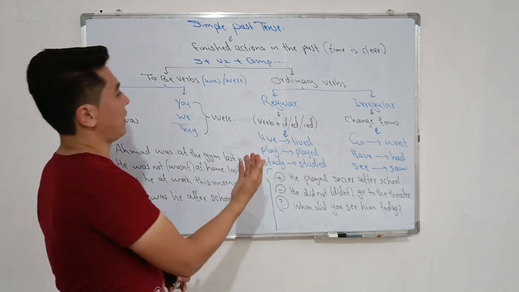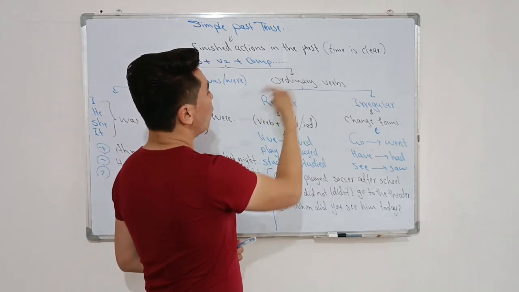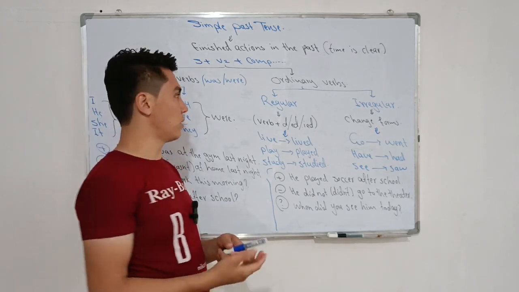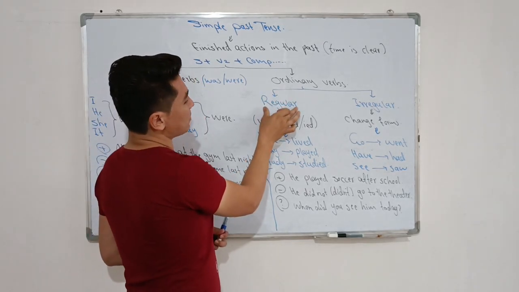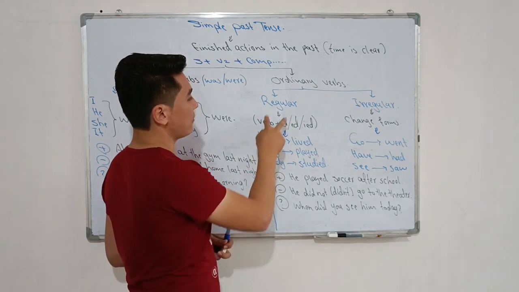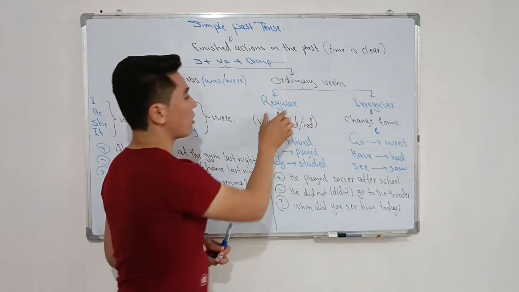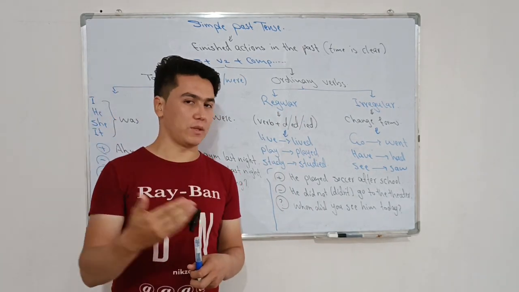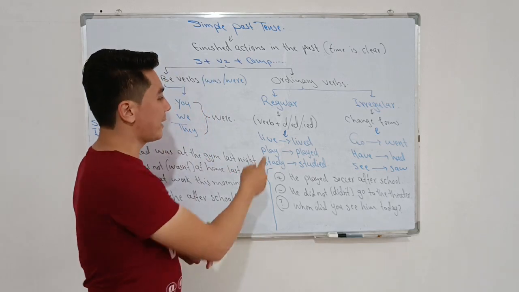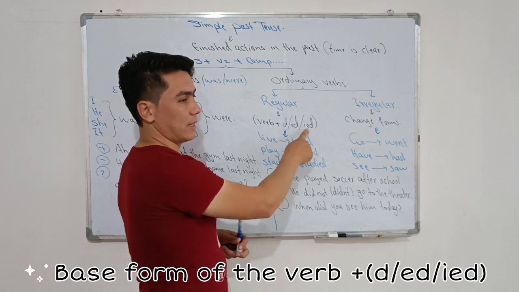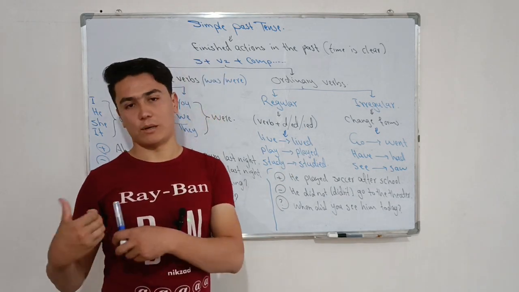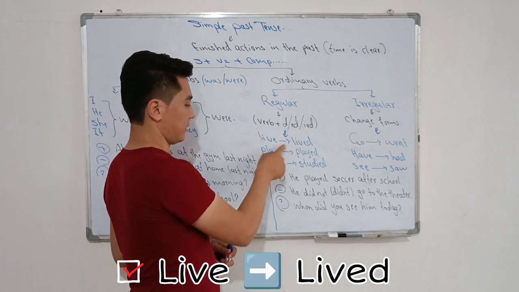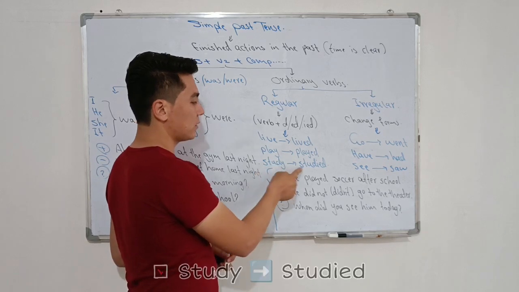And the second part that we have is ordinary verbs. Ordinary verbs means verbs that are normal, or the principal verbs, not the auxiliaries. The ordinary verbs can be divided into two categories: regular and irregular ones. Regular ones are those types of verbs that have rules, and they form their past and past participle forms by adding d, ed, or ied to the base form of the verb. For example, live, lived, play, played, study, studied.